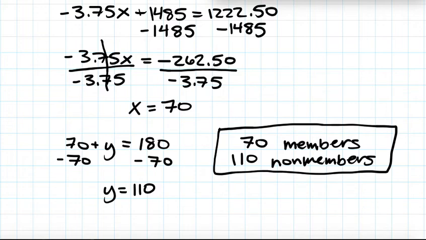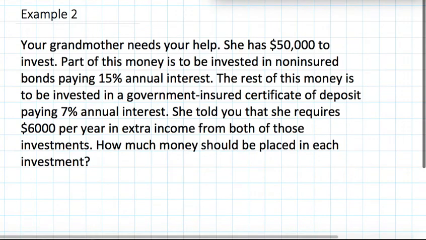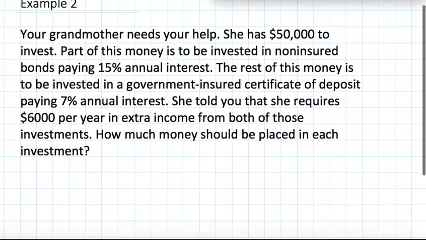So what we're going to look at next is example 2 in the book. This one is kind of similar. It's about your grandmother investing money. She has $50,000 to invest. She wants to invest part of it at 15% interest and the rest of it at 7% interest, and she wants to earn $6,000 per year in income from both of those investments. That means that she wants the amount of interest that she's earning on the investments to be $6,000. So the question is, how much should be placed in each investment?